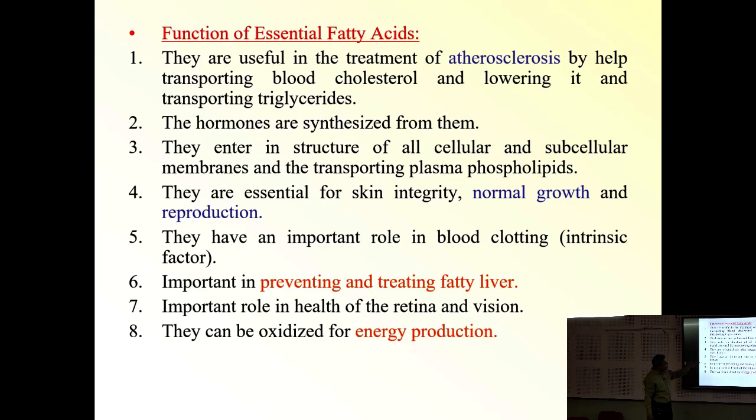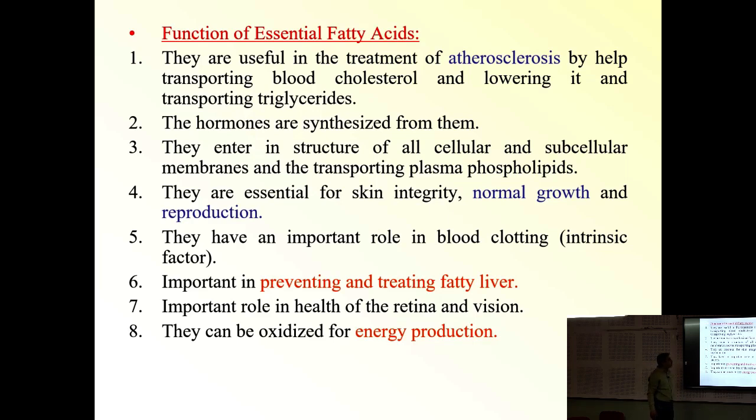They enter in the structure of all cellular and subcellular membranes, as I said. They transport plasma membrane phospholipids in the animal body, and they are essential for skin integrity, normal growth and reproduction. Why is this in blue? Normal growth and reproduction. In many cases, you will not find certain problems in this term. Because of the cholesterol synthesis and lowering of their weight, that will lead to this deficiency.